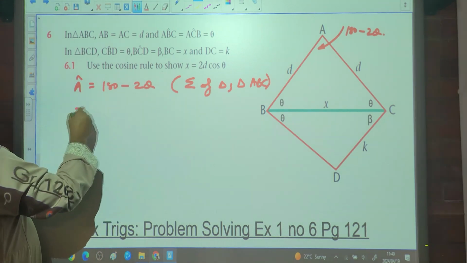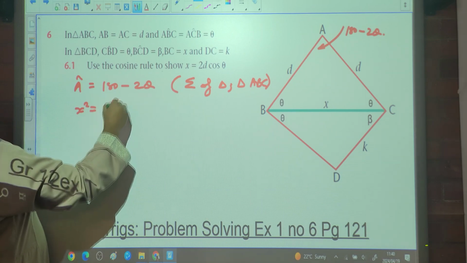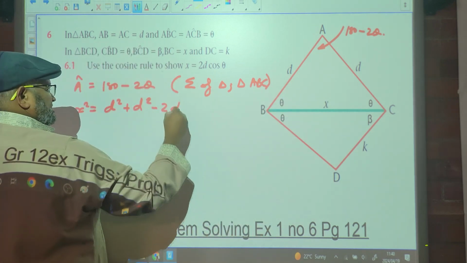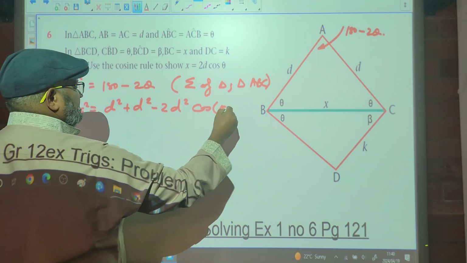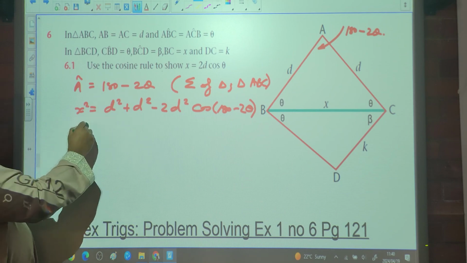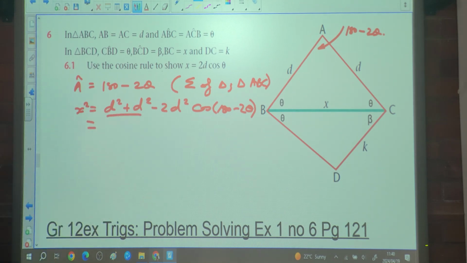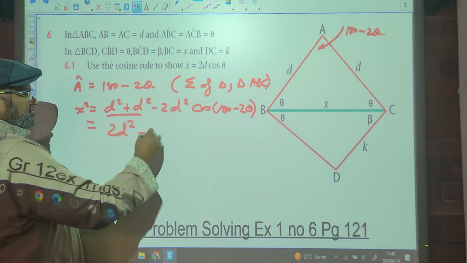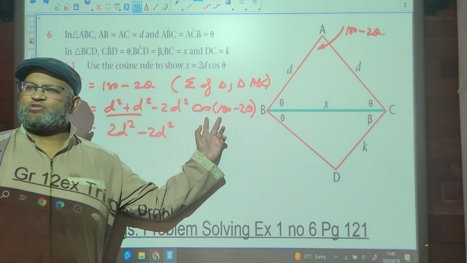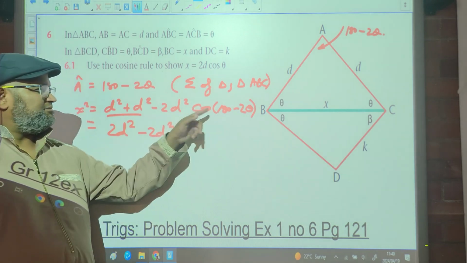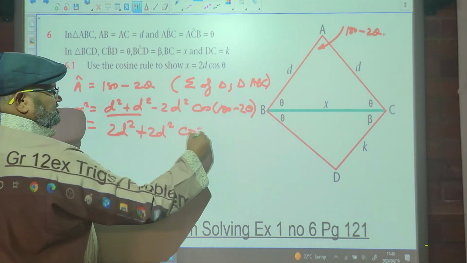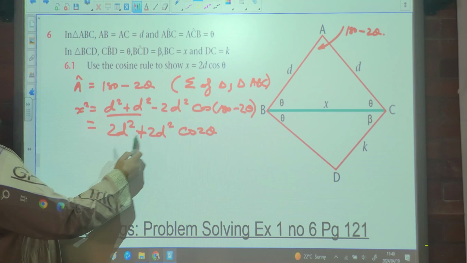So the cos rule is going to be x squared is equal to d squared plus d squared minus 2 d times d, which is also d squared, cos of 180 minus twice theta. What is d squared plus d squared? 2d squared minus 2d squared. 180 minus, which quadrant is this here? Second. Positive or negative? Negative. Making this negative a cos 2 theta.